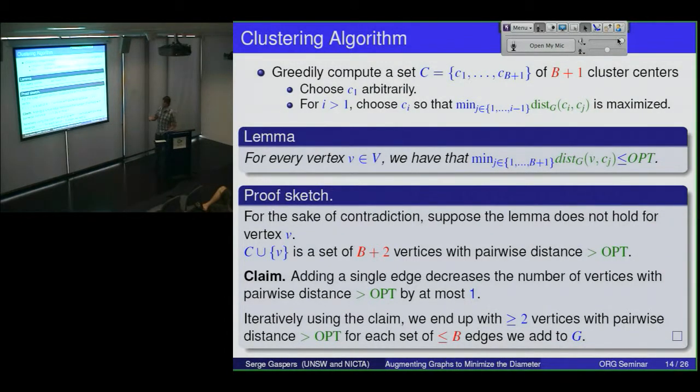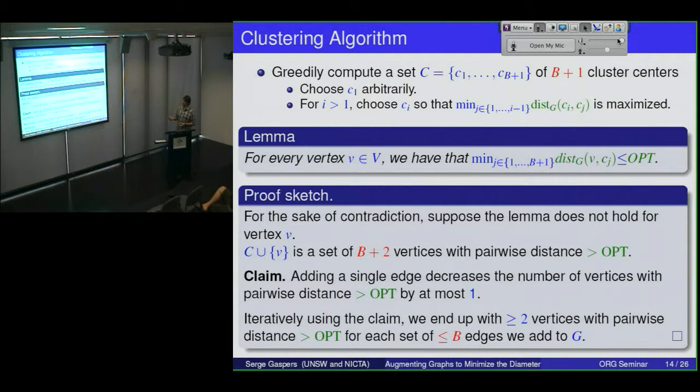Now if we add this vertex V to the set of cluster centers, we obtain a set of B plus 2 vertices, which all have pairwise distance more than opt. Because of the way we added vertices to the set C, and because there is an additional vertex that has distance more than opt, all of these vertices have pairwise distance more than opt. Then we prove the following claim: adding a single edge to our graph decreases the number of vertices with pairwise distance more than opt by at most one.